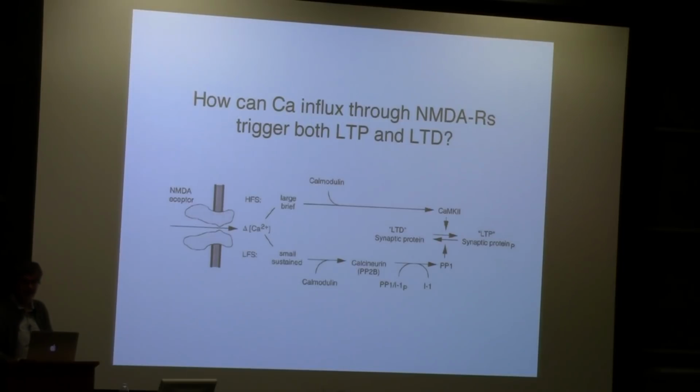And that's the current idea. So you have a biphasic role of calcium and NMDA receptors. Low NMDA receptor activation, low calcium, favors LTD. High calcium favors LTP.